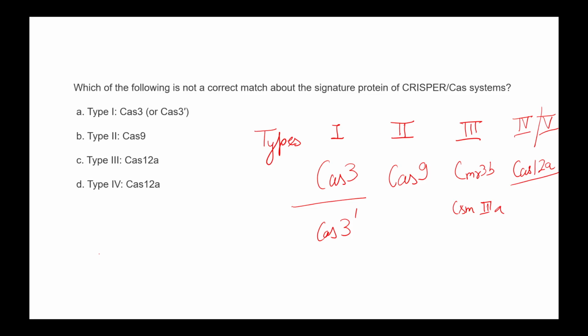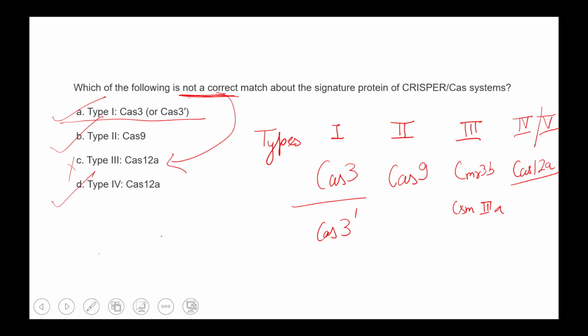Which is not a correct match? Which will be the correct option here? The first one, type 1 with Cas3. Correct, right? And the second one, type 2 Cas9. Is it correct? And type 3 Cas12a. So the correct option for this question, which is not a correct match, will be this one, C, because the others are all correct matches. Type 4 will be Cas12a.